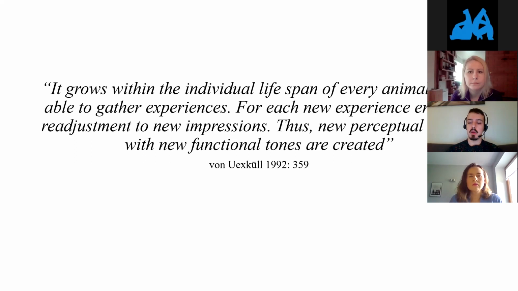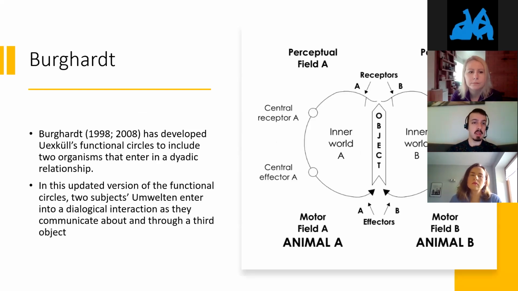But the Umwelt model has been expanded by some authors already for the purpose of the analysis of communication. One of these is Burgert, who has developed this functional circle that you can see in the picture. Here you can see it includes two organisms that enter into a dyadic relationship, and they interact through an object or communicate about an object. It is an updated version of the functional circle where two subject Umwelten enter in contact and the subjects interact and communicate through, and about, an object.